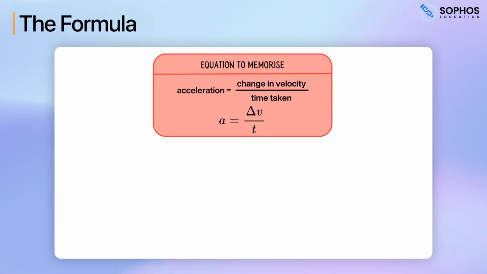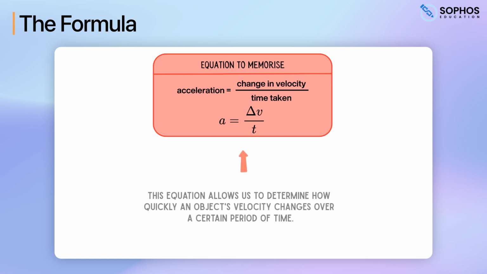Average acceleration can be calculated using the formula: average acceleration equals change in velocity divided by time taken. This equation allows us to determine how quickly an object's velocity changes over a certain period of time.